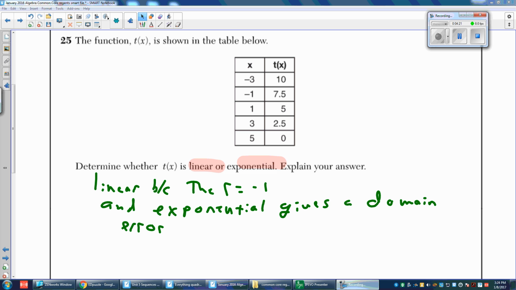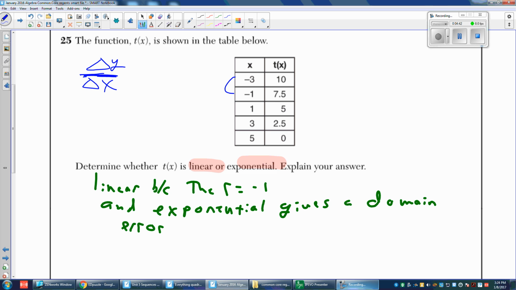I told you there were 2 ways to do this. We're going to take a look at delta y over delta x. These are for lines. Remember, linear functions, delta y over delta x, the rate of change. We're looking for the actual rate of change, not the average rate of change. Here, the delta x is +2, here it is -2.5, here it's +2, here it's -2.5, here it's +2, there it's -2.5.